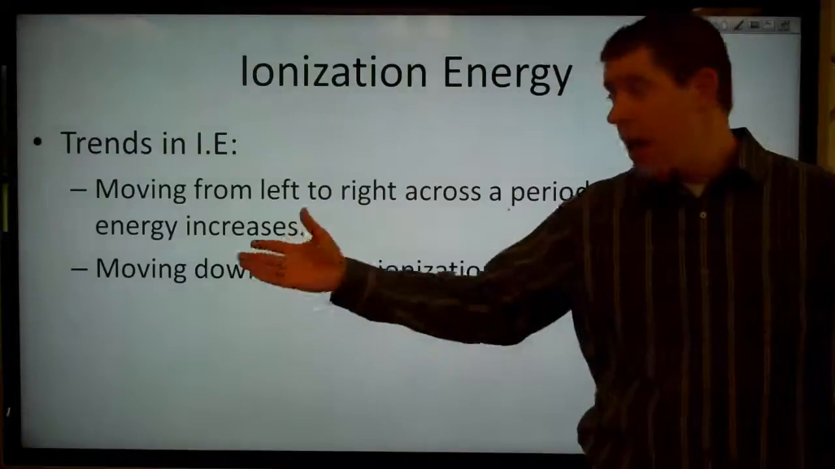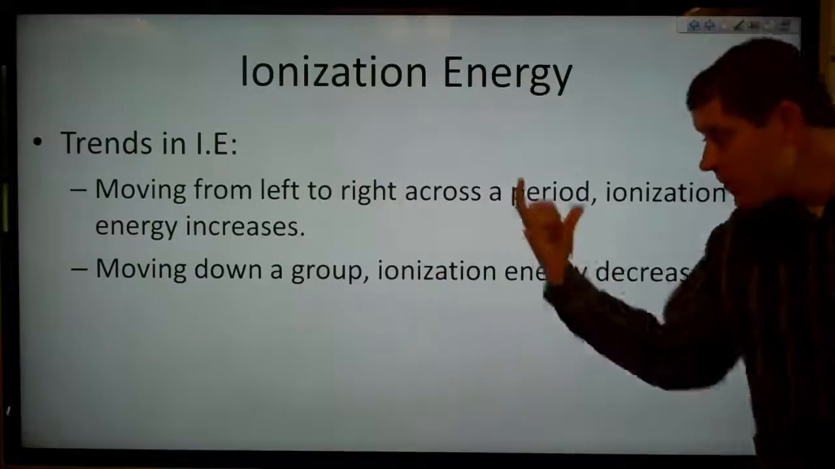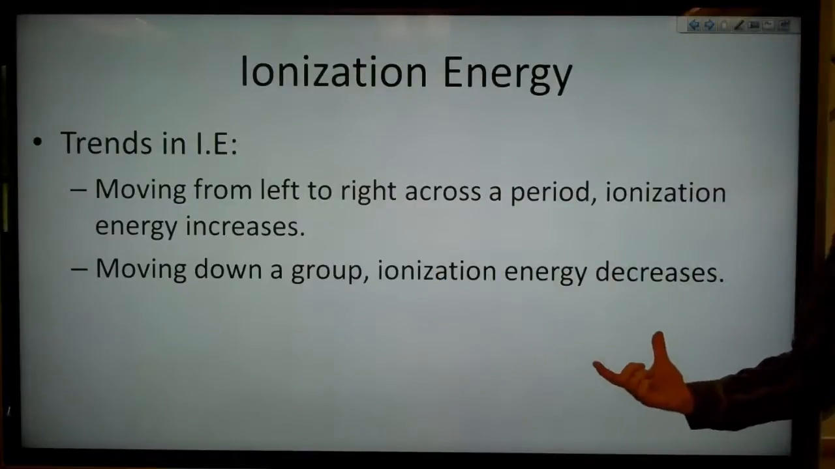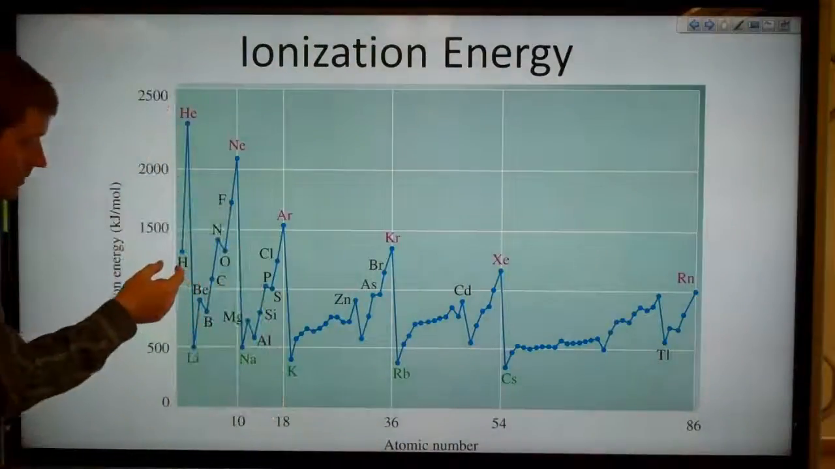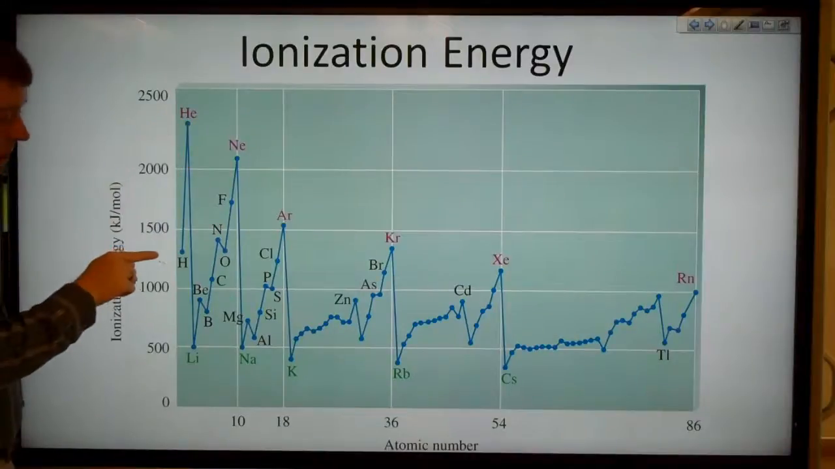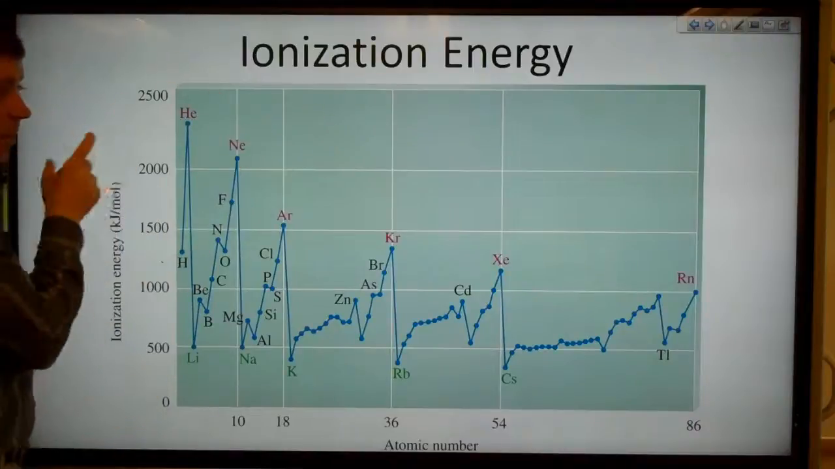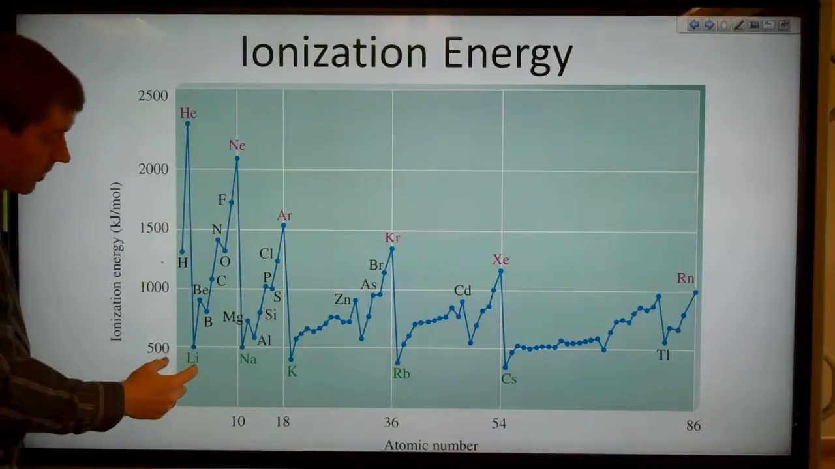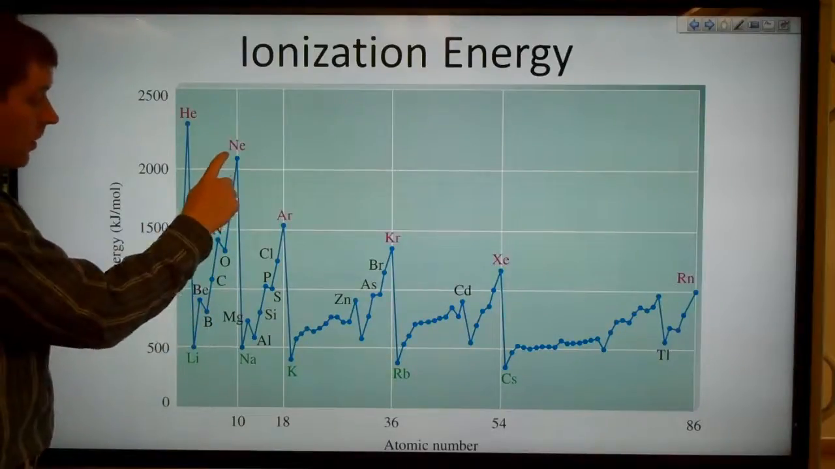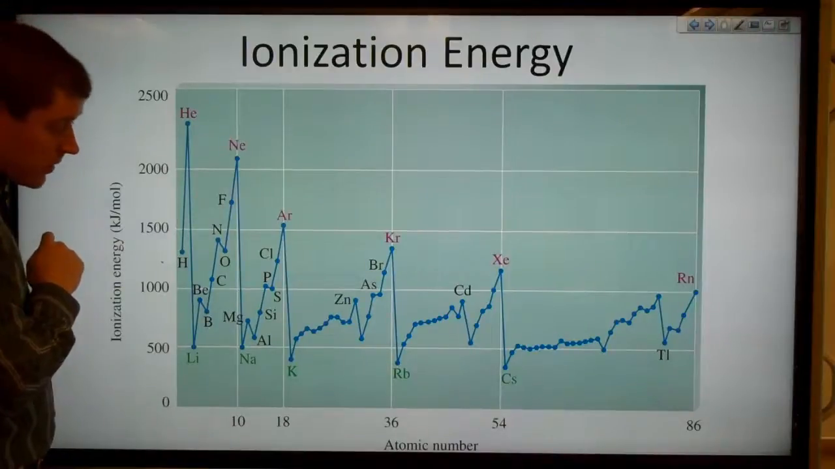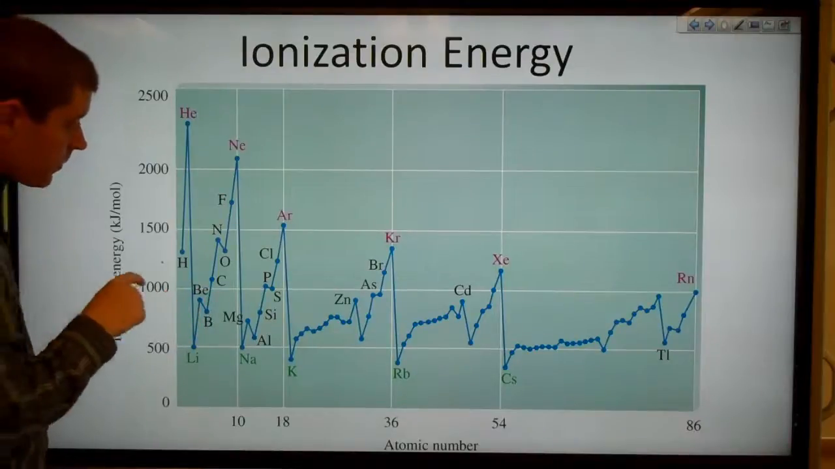Also, as we move from left to right across a period, the ionization energy increases, and as we move down a group, the ionization energy decreases. We see here as we move from hydrogen to helium, the ionization energy jumps up, and then it goes way back down when we get back to the left side of the periodic table at lithium. And as we go to the right from lithium over to neon, the ionization energy increases. There are a couple of inconsistencies in there, and then it jumps back down.